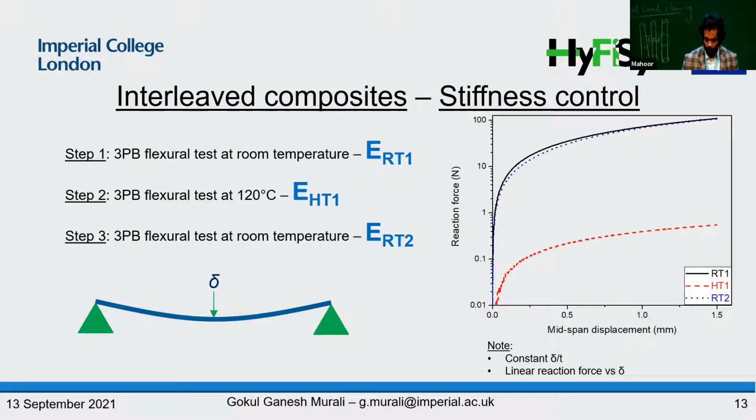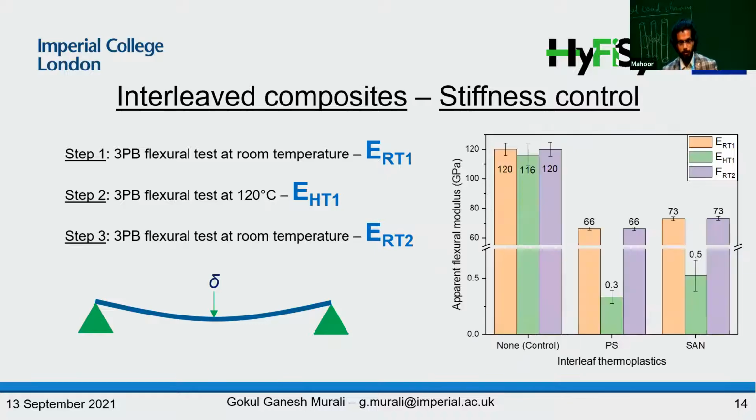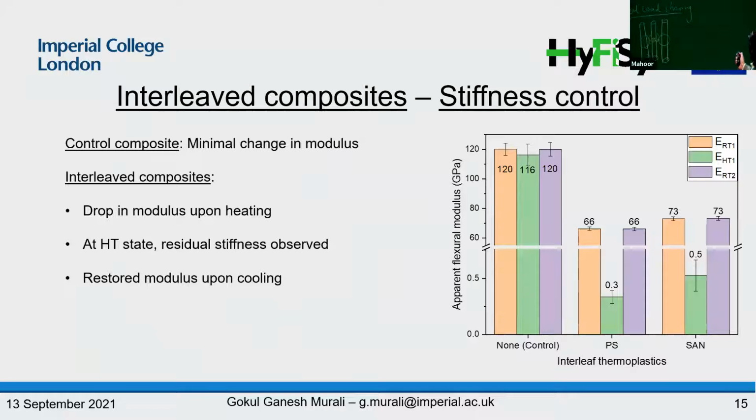Now, looking at the flexural modulus of these composites rather than these graphs, what we can notice is that for control composites, that is, a composite made of just CFRP, heating the composites does not cause any change to the flexural modulus. But when we interleave the composites with polystyrene or any other thermoplastic material, we can see that the modulus of these composites drops from around 66 down to 0.3, and then it goes back to 66 upon cooling. So this is what we want in an interleaved composite.